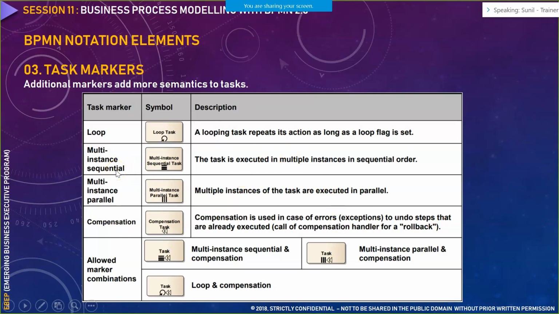Then comes multi-instance sequential. This is more from a context of designing the system processes. System processes means inside the system, not from a business perspective. For example, if there are concurrent users for a particular website, then you would be using multi-instance activities, sequential or parallel, depending on your need. Then comes your compensation task, which is used in case there are any errors or exceptions happening in a particular system. And these are some of the marking symbols that you use along with these things.